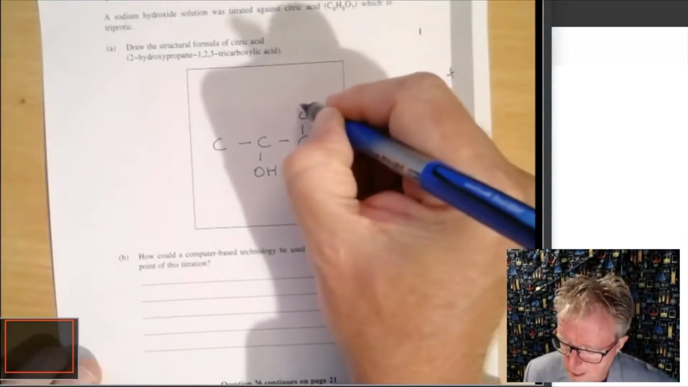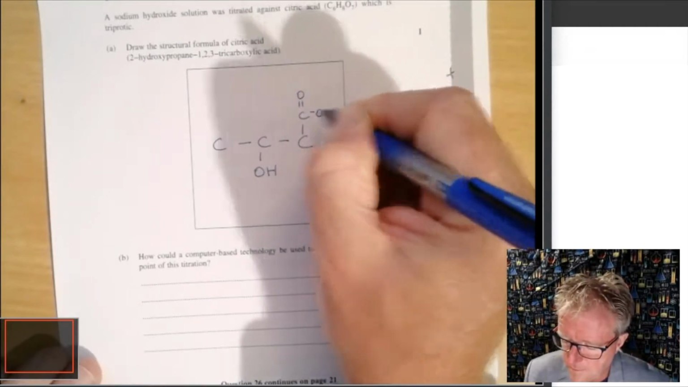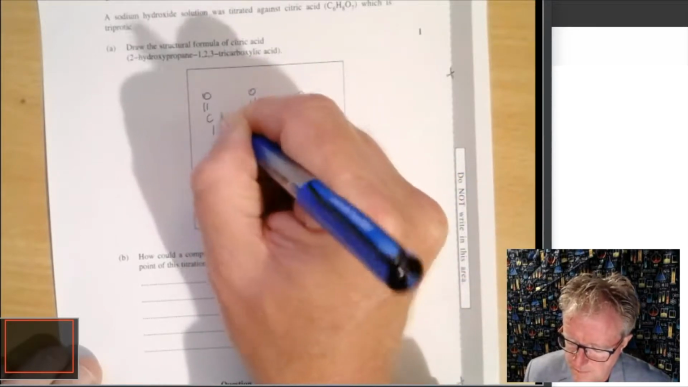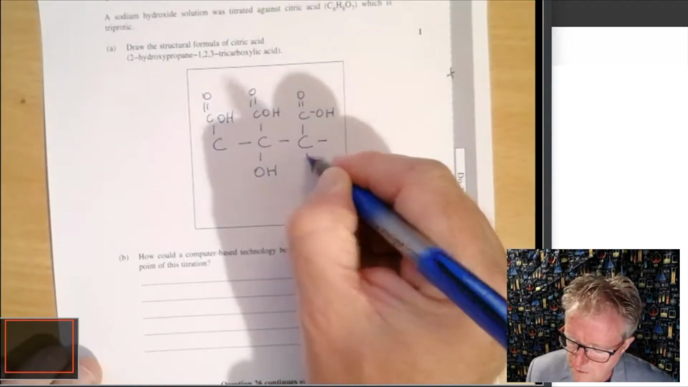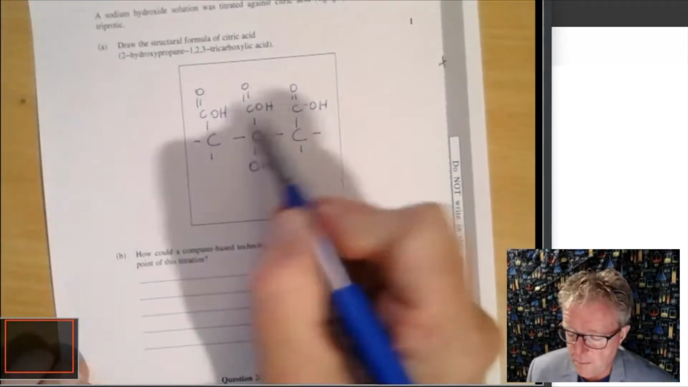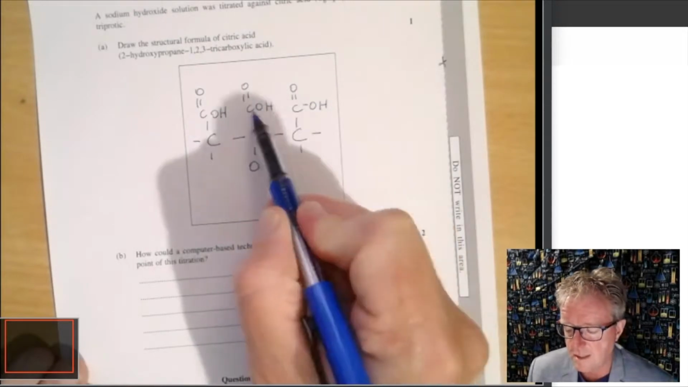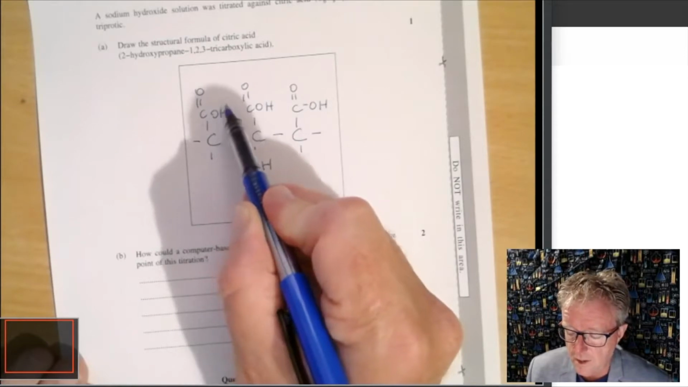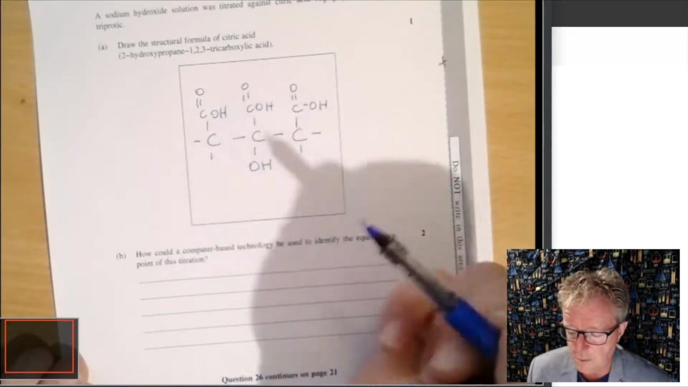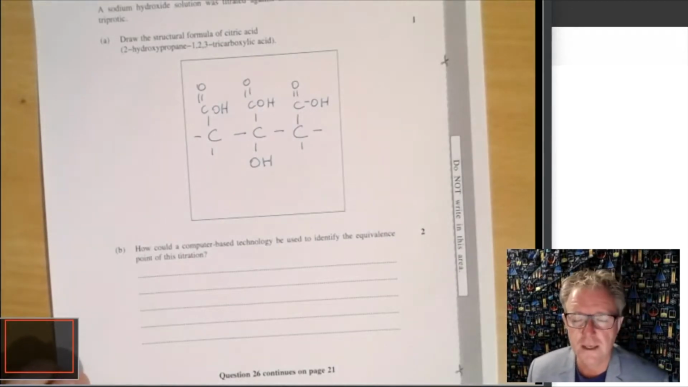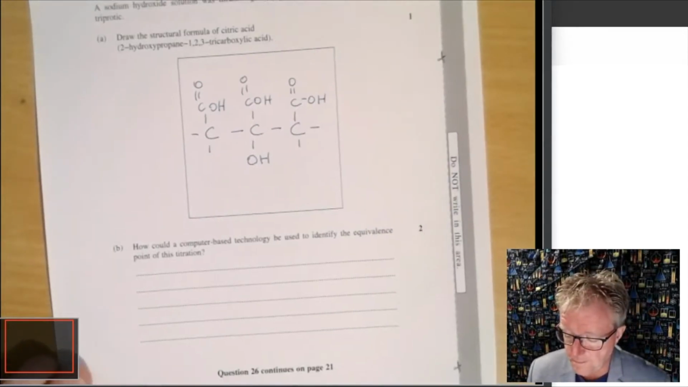So we have a carboxylic acid group on the first carbon, we then have one on the second carbon, and then we have one on the third carbon. And then of course we fill in our hydrogens. So that is citric acid there, and it's triprotic because of these 3 carboxylic organic acid groups, and they can ionize in solution to donate 3 H+. So for 1 molecule of citric acid, it can liberate 3 H+ ions, or they can donate them to solution.